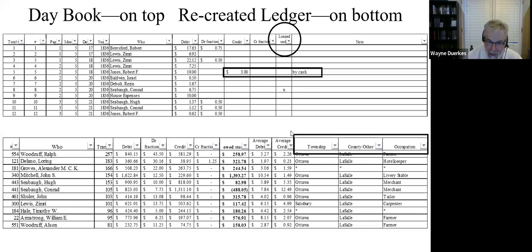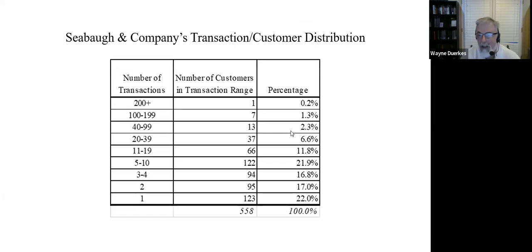Once all this data is in, the fun begins, shall we say. First off, you want to get a feel for how many customers this guy has and how many transactions they're doing. So in this particular graph, you see the number of transactions grouped on the left, how many customers are within that group. So obviously Woodruff would be the 200 plus, and then the percentage of the total.